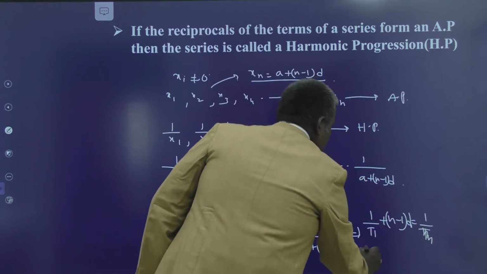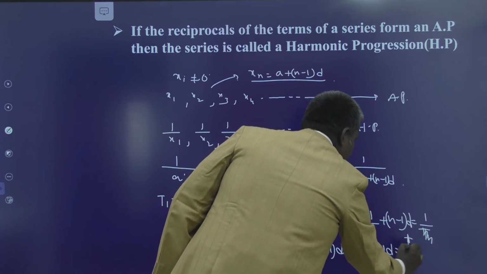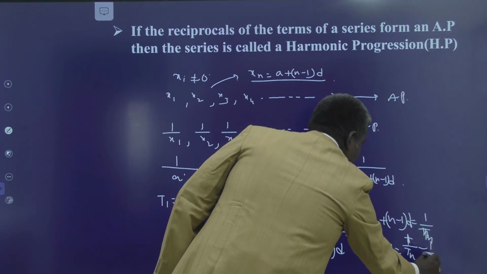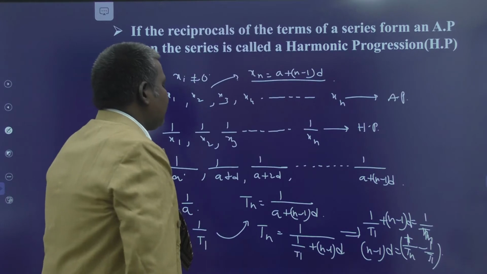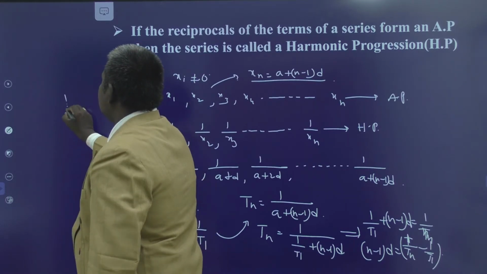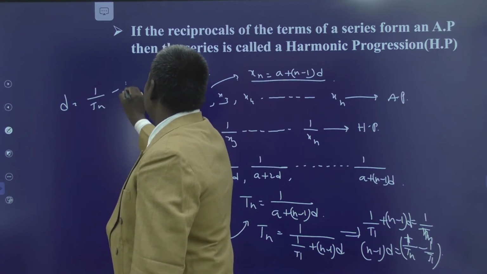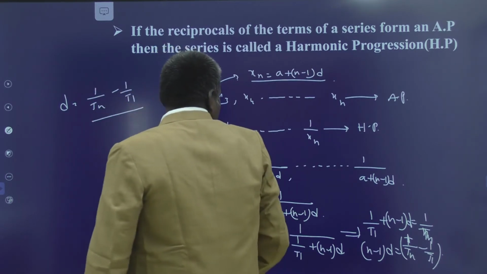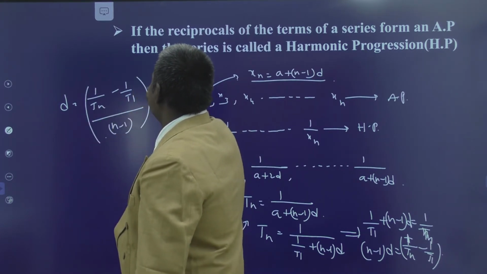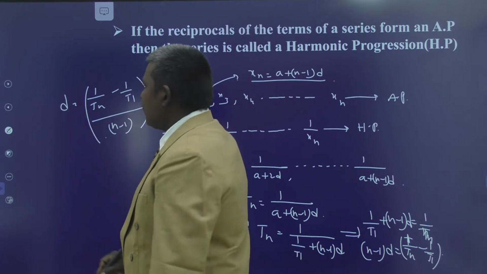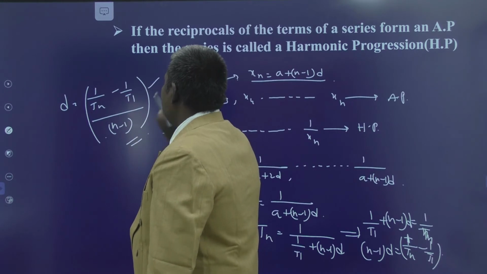1 by Tn. So (n minus 1) times d is what? 1 by Tn minus 1 by T1, my dears. Therefore, what is my d? 1 by Tn minus 1 by T1, divided by n minus 1. The common difference d is obtained by d is equal to (1 by Tn minus 1 by T1) whole divided by n minus 1. Suppose your harmonic progression has n terms, then the common difference is obtained by d is equal to (1 by Tn minus 1 by T1) by (n minus 1).